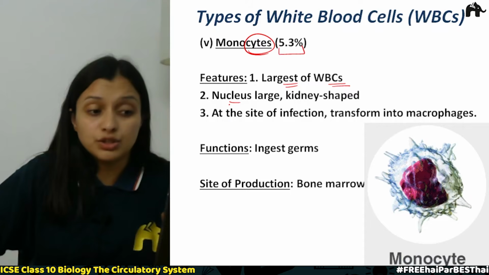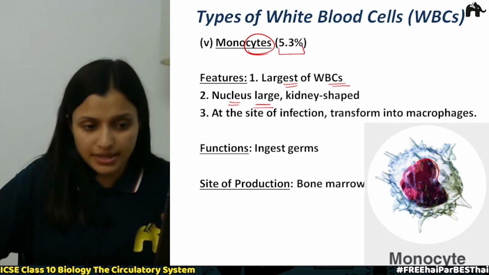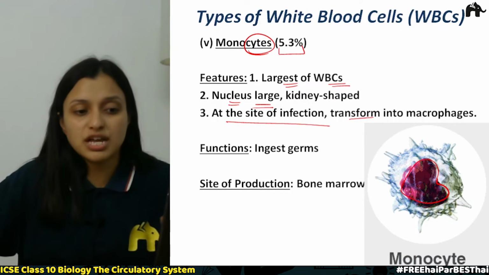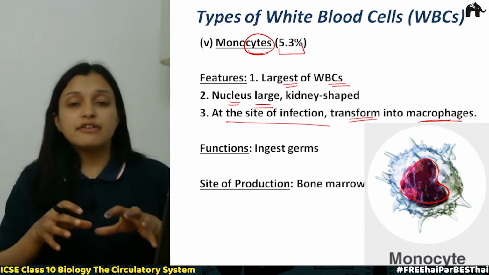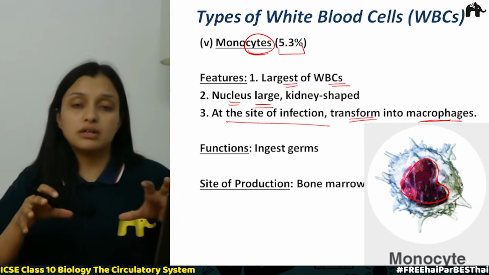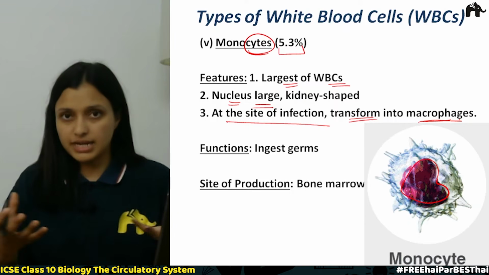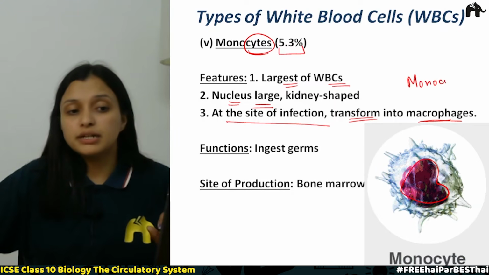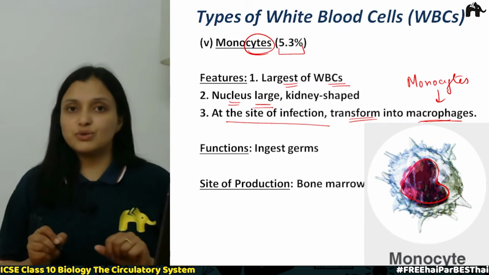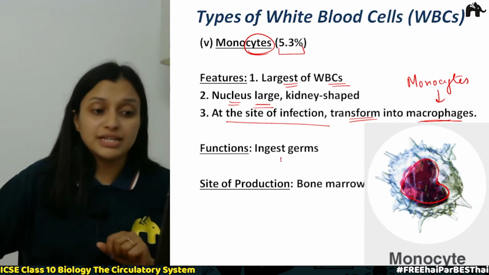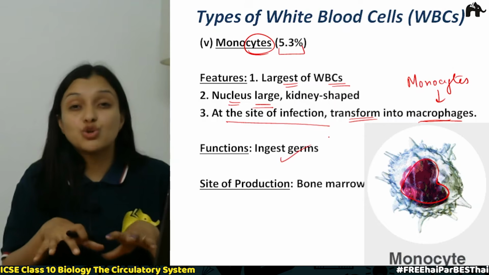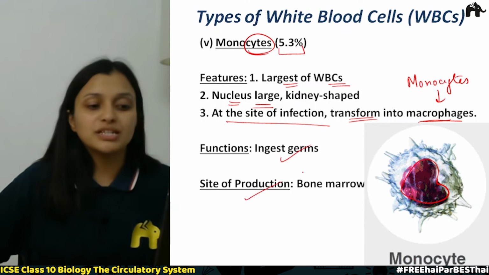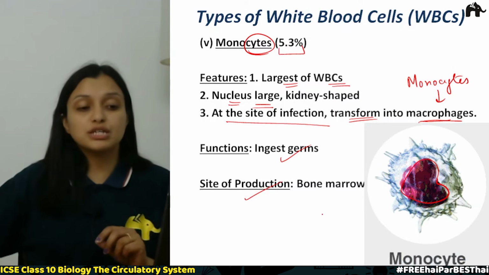Their nucleus is large and, you can see, kidney shaped. At the site of infection they transform into macrophages. Whenever there is a site of infection, these monocytes around that site get converted into macrophages. So what is their function? To ingest germs. They phagocytose those disease-causing germs, right? Now what is the site of production? The site of production is bone marrow.